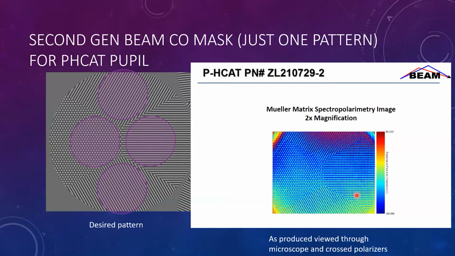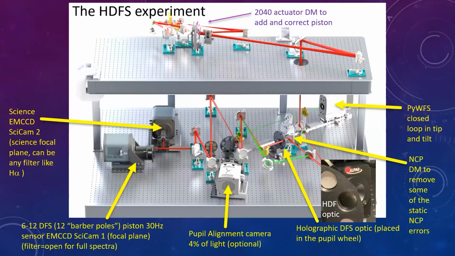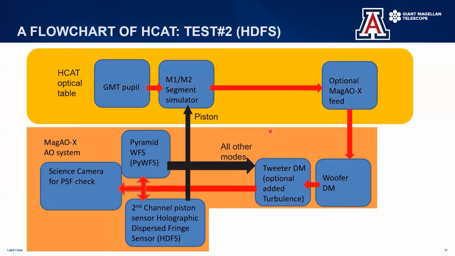This is what the actual device looks like as built by the test bed. Here's a micrograph of the actual device as built by Beamco. Here it is inserted into our pupil wheel of MagAO-X. We will use this camera to look at the fringes and this camera to look at the science PSF. And so that's what this experiment looks like.